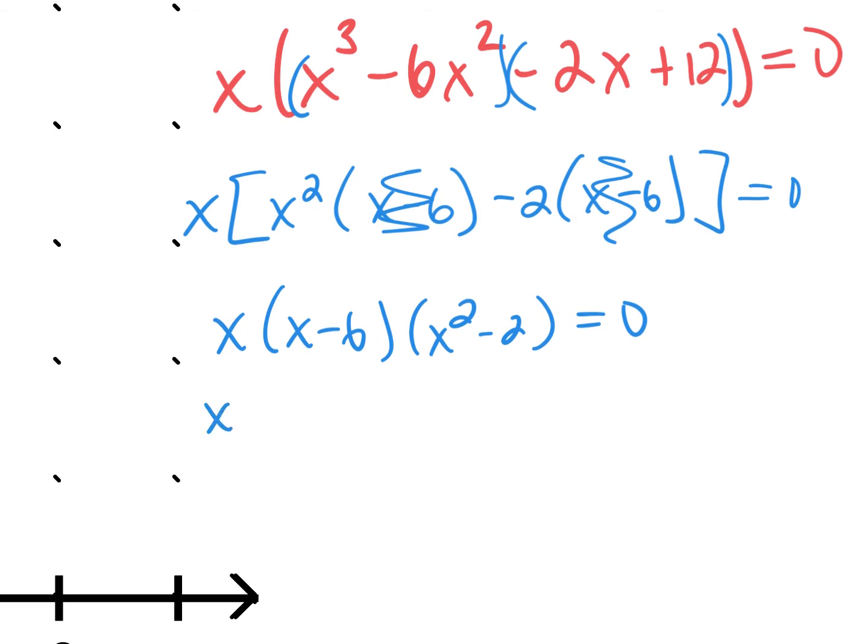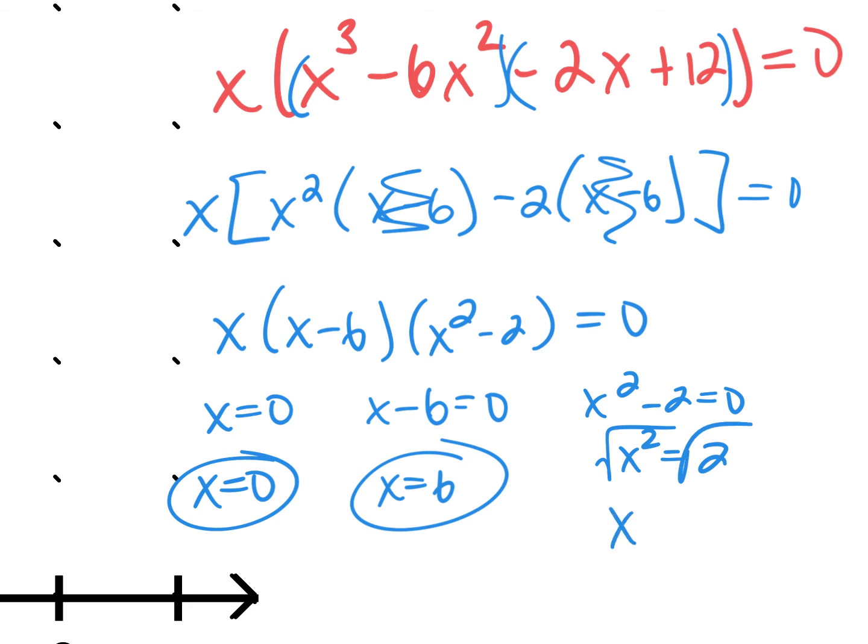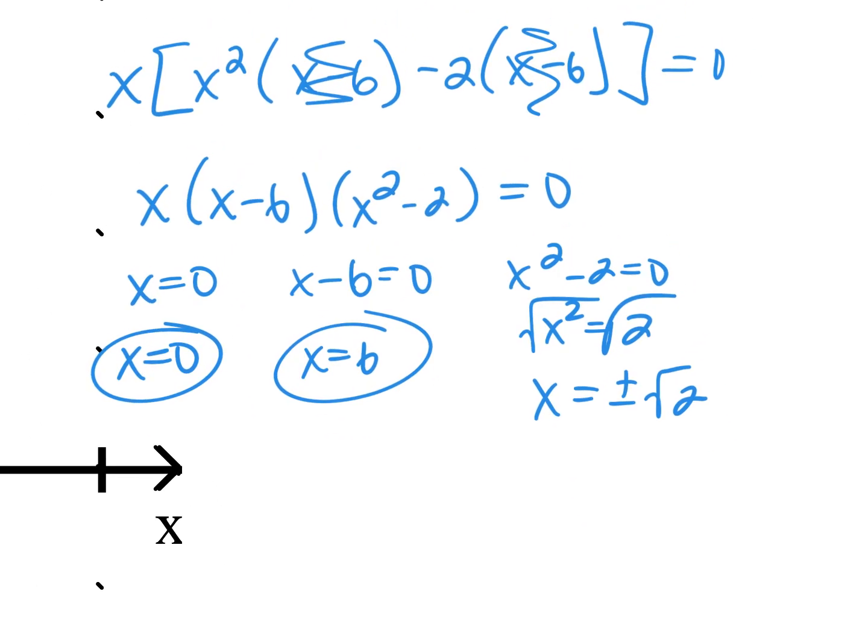If I set each equal to 0, x equals 0, x minus 6 equals 0, x squared minus 2 equals 0. So x equals 0, that's one of my solutions. X equals 6, that's another solution. X equals, what did we say? Plus or minus the square root of 2. Now guys, don't be fooled here. That is two answers.